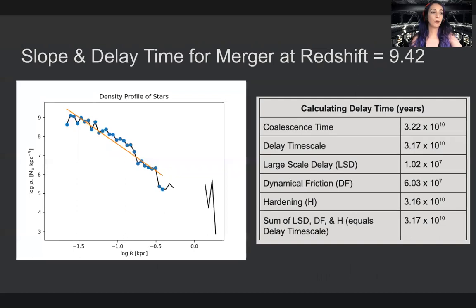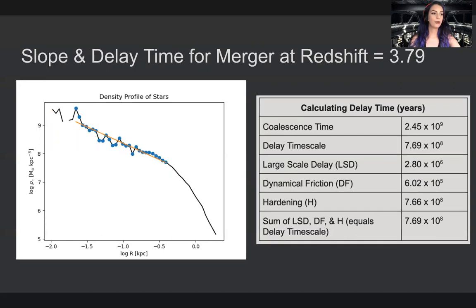Slope and delay time for merger at redshift equals 9.42. For this one, we have a nice steep slope, but unfortunately, due to the coalescence time, we won't be able to observe this merger. The hardening time is very long, preventing them from merging anytime soon. Slope and delay time for merger at redshift equals 3.79. Again, we have a nice steep slope, and the good news is that this coalescence time informs us that we will be able to observe this merger.